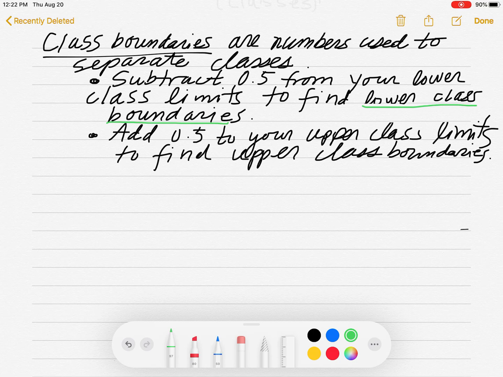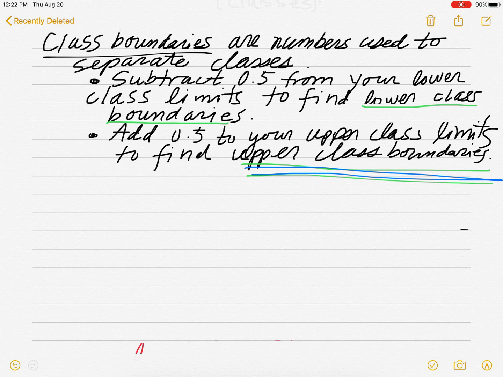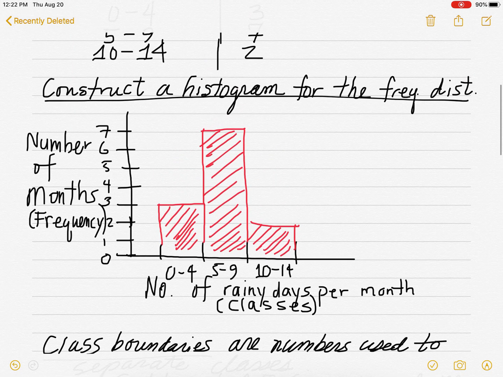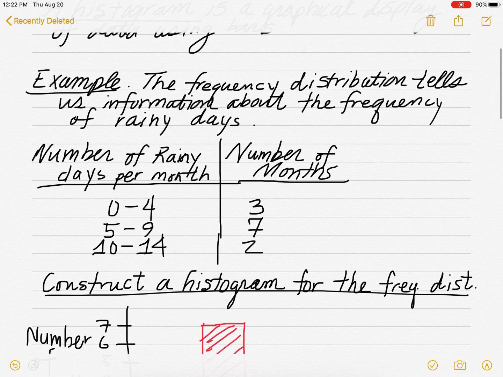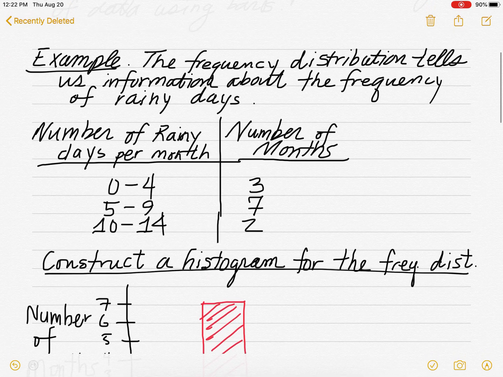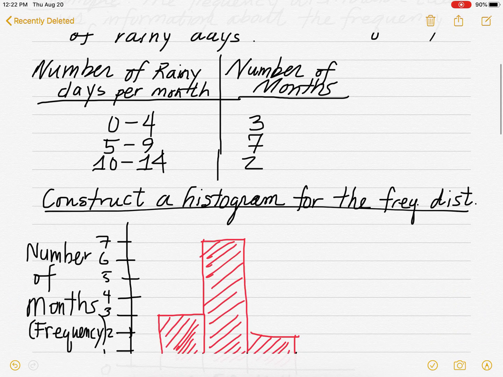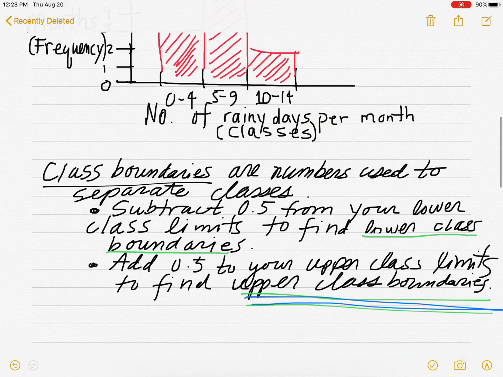And for your upper boundaries, let me put that in blue, you're going to add 0.5 to your upper limits. Okay? So earlier we had a situation involving rainy days and number of months. So let's write that out again.